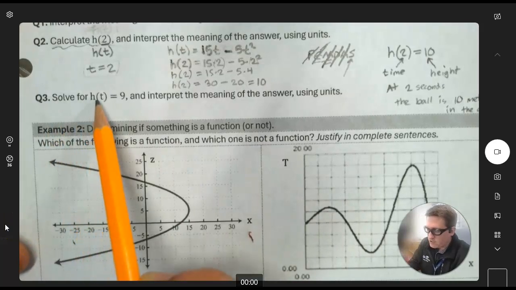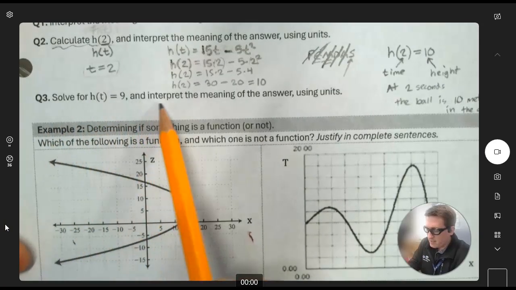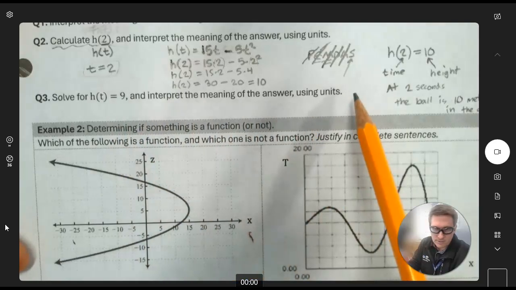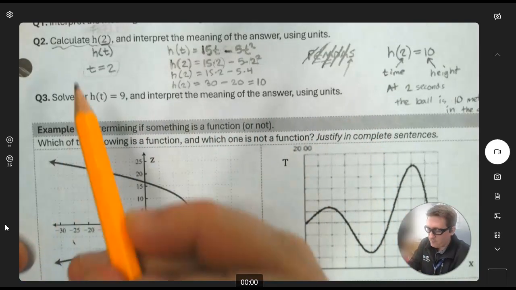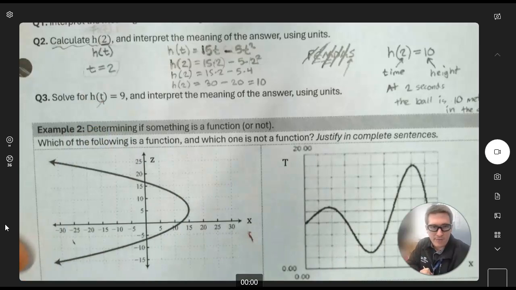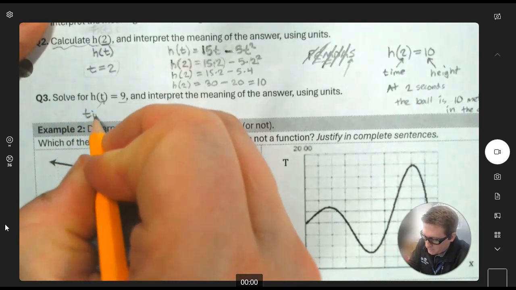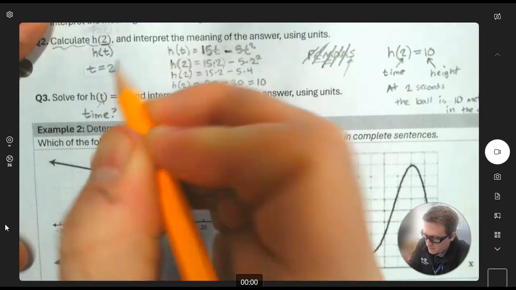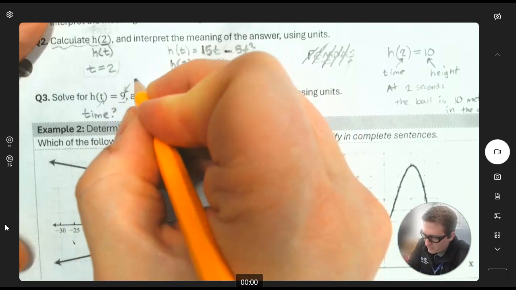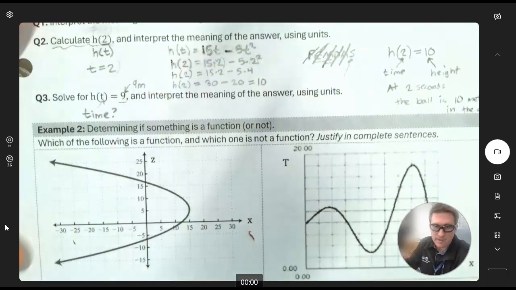Solve for h of t equals 9 and interpret the meaning of the answer using units. Now be very careful. Notice that they didn't put a number in the parentheses. The number is on the other side of the equal sign. So here, I don't know the time. The time is the question. I don't know what time. I do know that my ball is located at 9 meters.